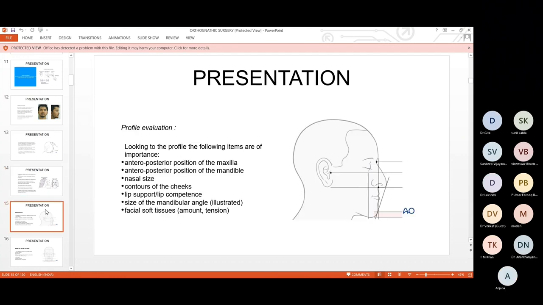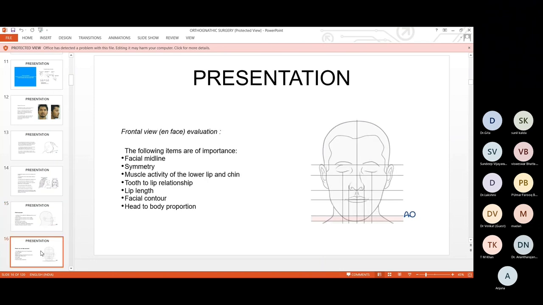So looking at the profile, the following items are important, which I already told you. And from the frontal view, these are some of the important things: the midline, the symmetry. However, symmetry is important, but I also keep on telling that you should put more emphasis on the proportions than the symmetry itself. Then the muscle activity of the lower lip and the chin, tooth to lip relationship, the lip length, facial contour, head to body proportion.